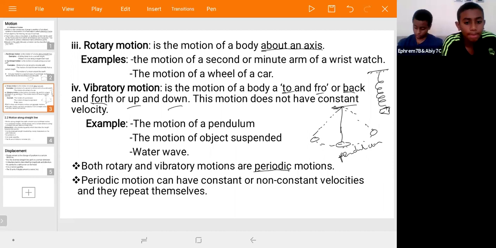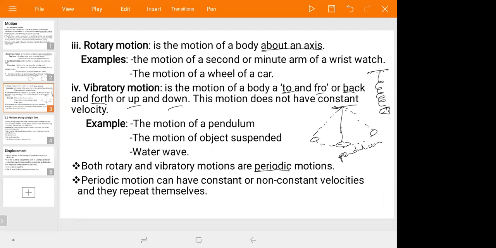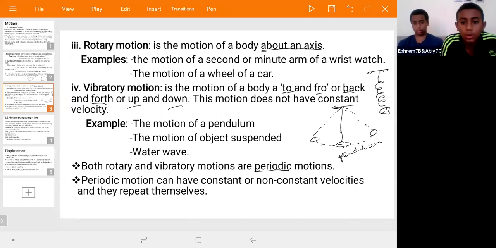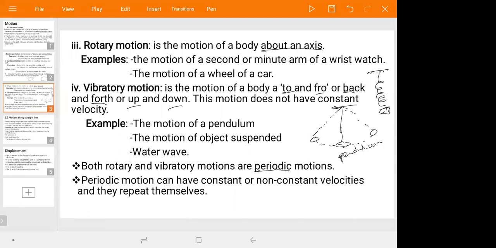Mister, yes, I have a question. In vibratory motion, this motion does not have constant velocity. What does that mean? Both rotary and vibratory motions are periodic motions. They can have constant velocity or non-constant velocity. We will see about constant velocity. When we talk about constant velocity, in a given time it covers equal displacement.